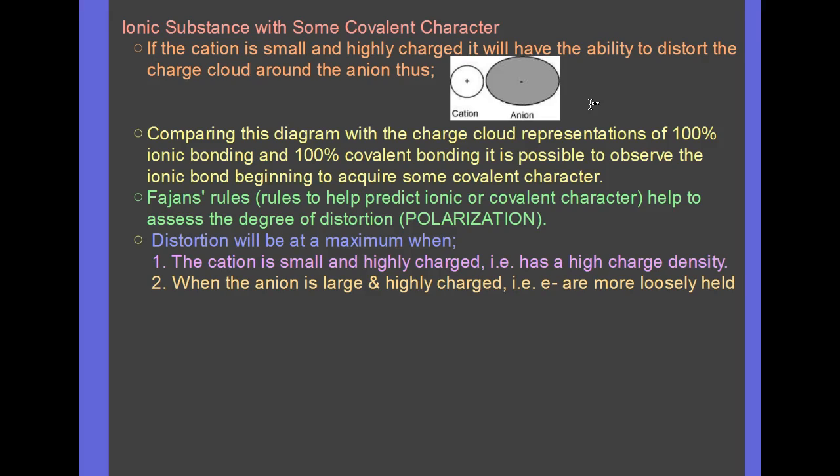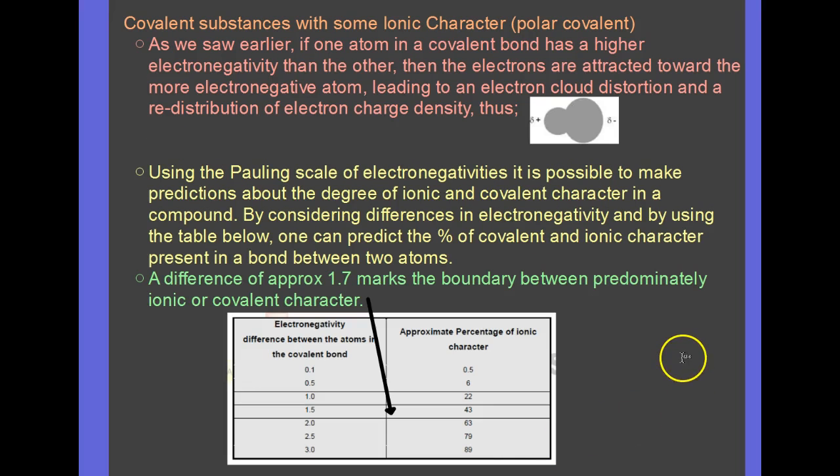Fajans' rules to help predict ionic or covalent character help to assess the degree of distortion or polarization. Distortion will be at a maximum when one, the cation is small and highly charged or has a high charge density, and two, the anion is large and highly charged. I like how that rhymes. For example, electrons are more loosely held. So covalent substances with some ionic character are polar covalent.